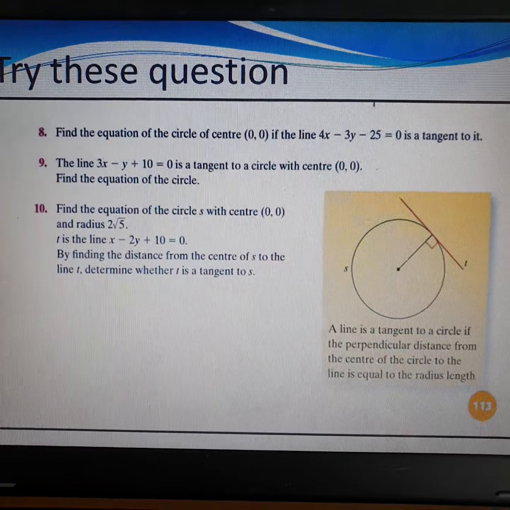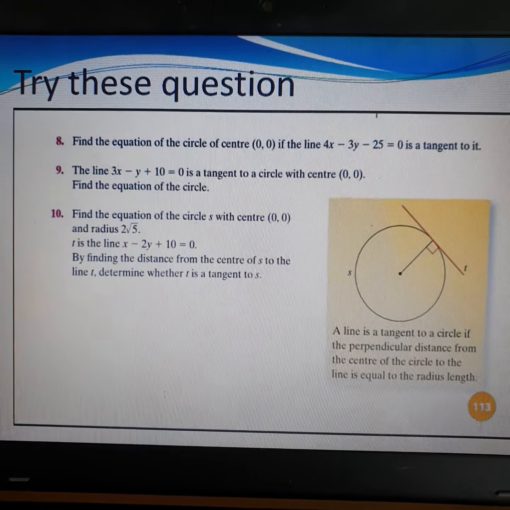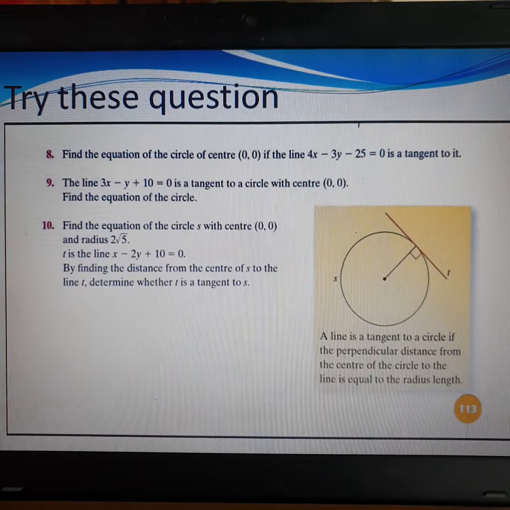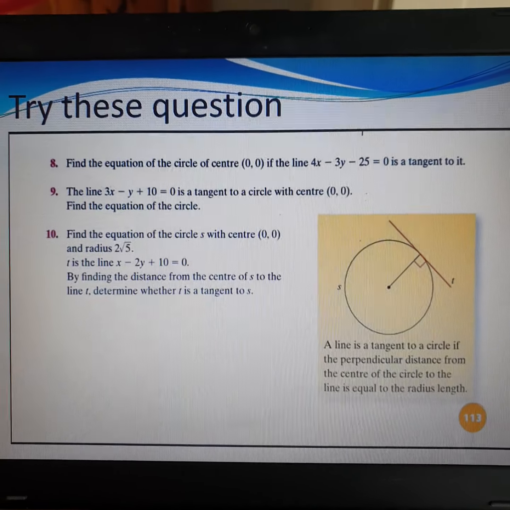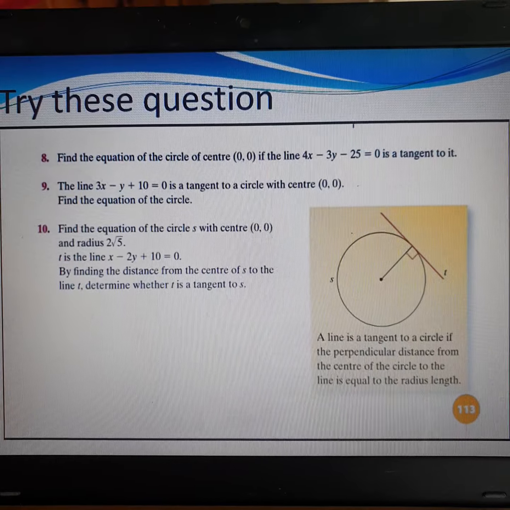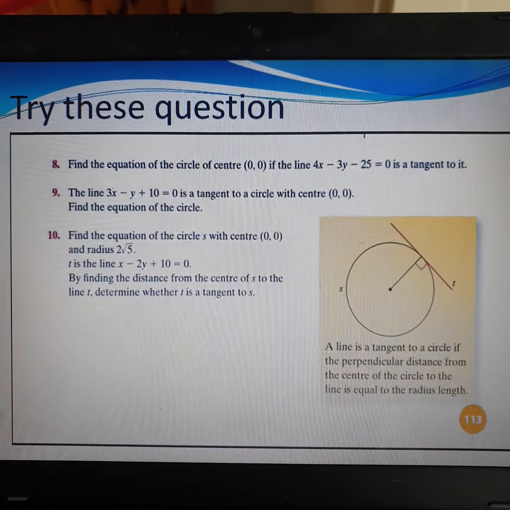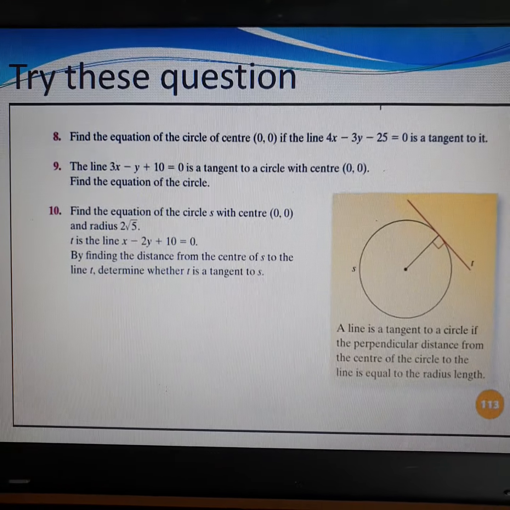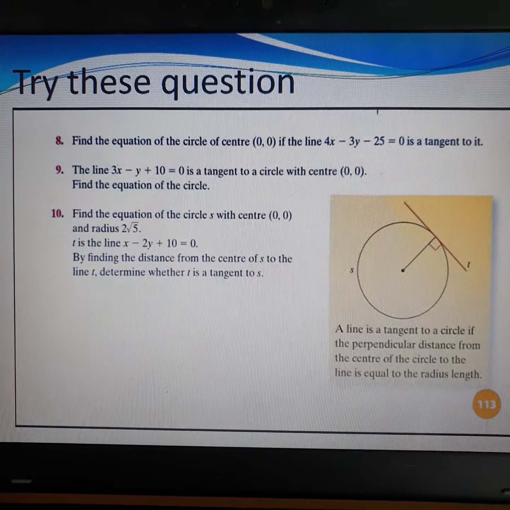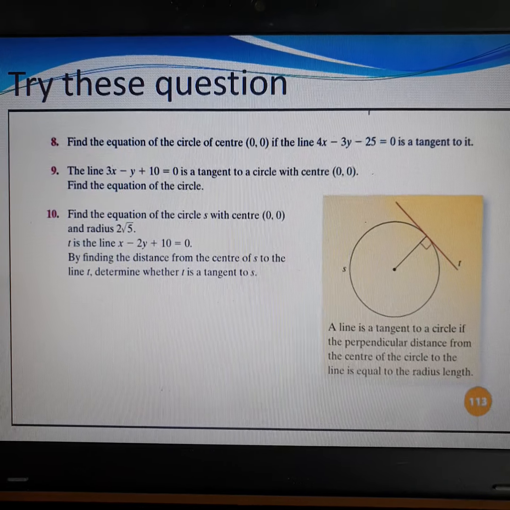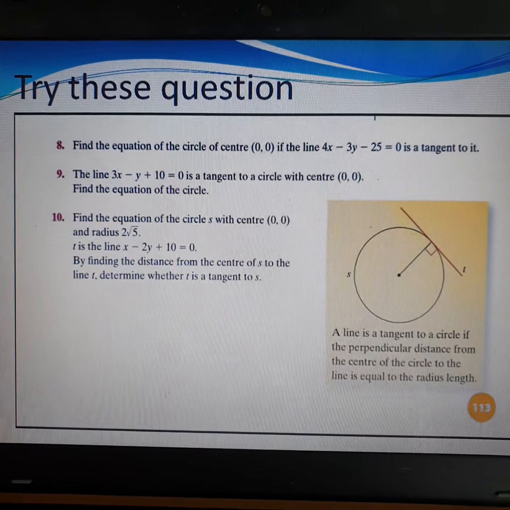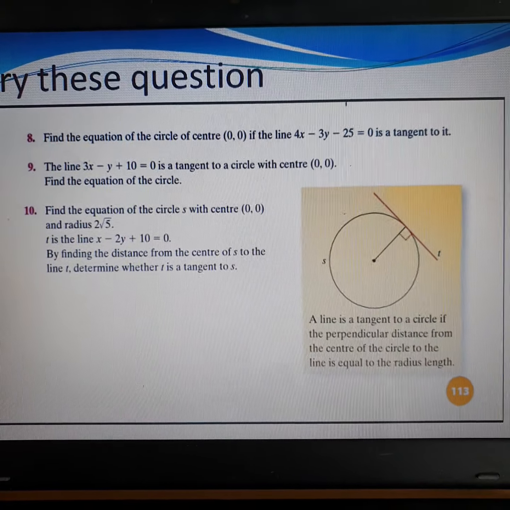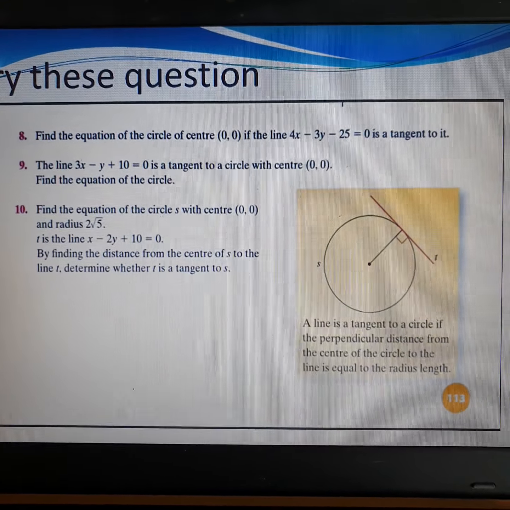The next one then, find the equation of the circle S with centre 0, 0 and radius 2 root 5. Okay, so we have the radius length. That's grand, we can simply just put that down because once we know that the centre is 0, 0, the equation of the circle is x squared plus y squared is equal to r squared. Then it says T is a line x minus 2y plus 10 is equal to 0. By finding the distance from the centre of S to T, determine whether T is a tangent to S.